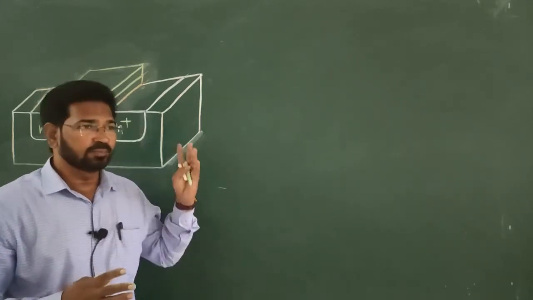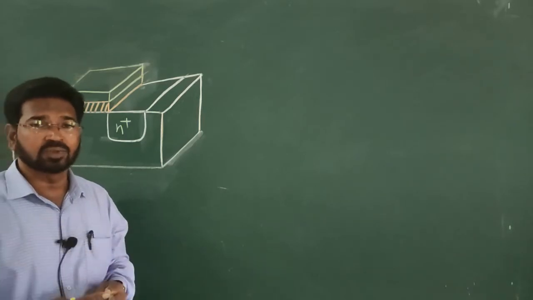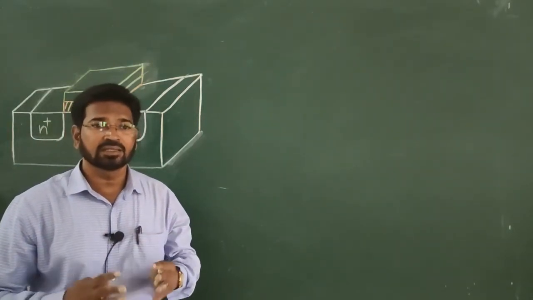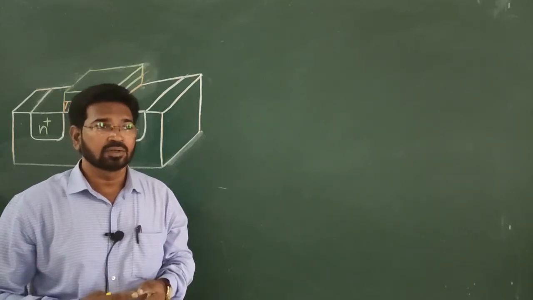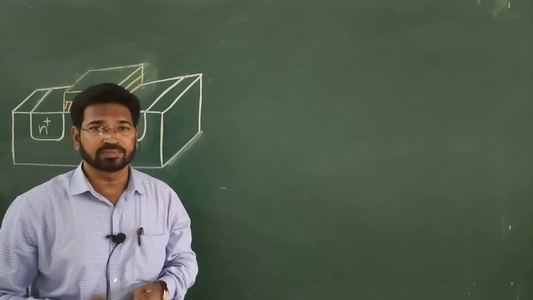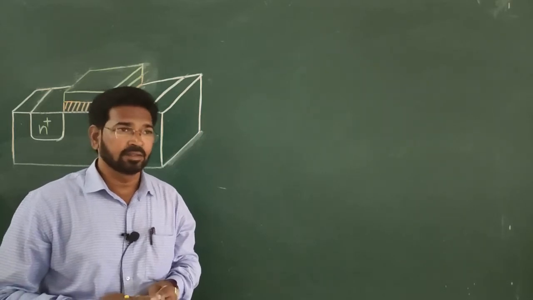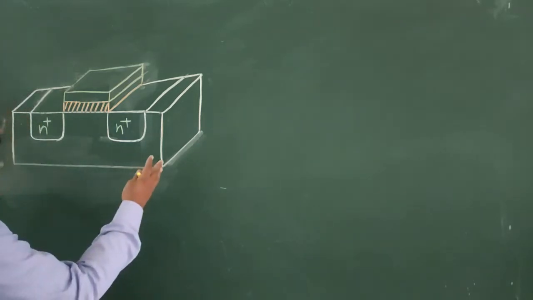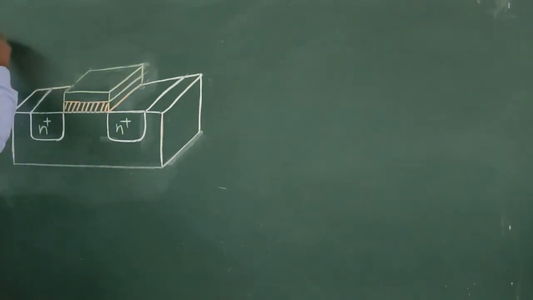Today we are going to study the construction of MOSFET, biasing of MOSFET, and its ideal voltage-current characteristic, or VI characteristic of MOSFET, in detail. Let us begin with the construction of MOSFET. Already I have drawn the construction here.